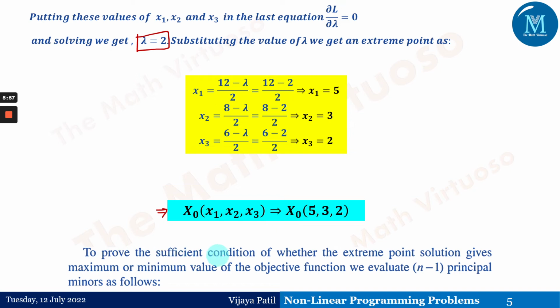To prove the sufficient condition of whether the extreme point solution gives maximum or minimum value of this objective function, we need to evaluate n − 1 principal minors as follows. Here n is 3, so 3 − 1, that is two principal minors, which are Δ3 and Δ4, as we have three different variables.